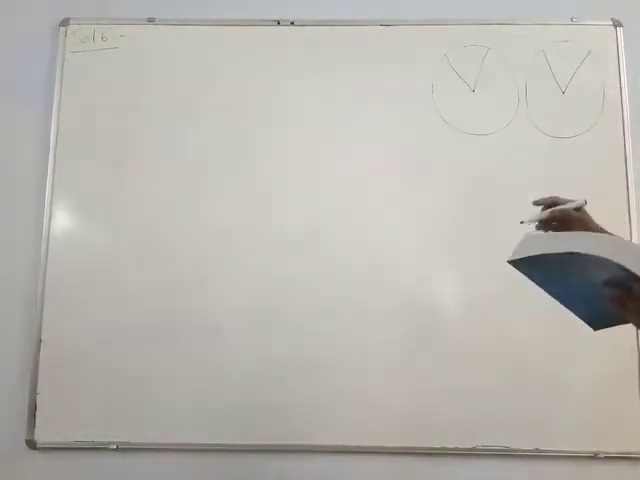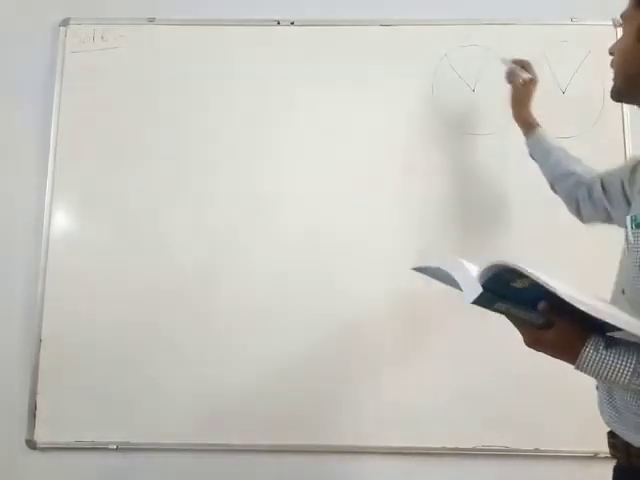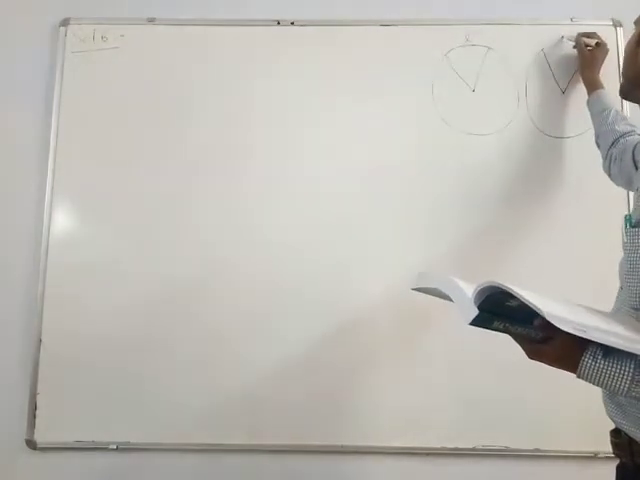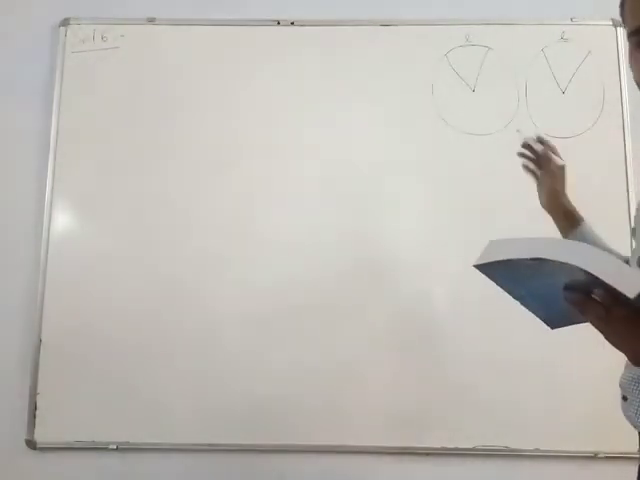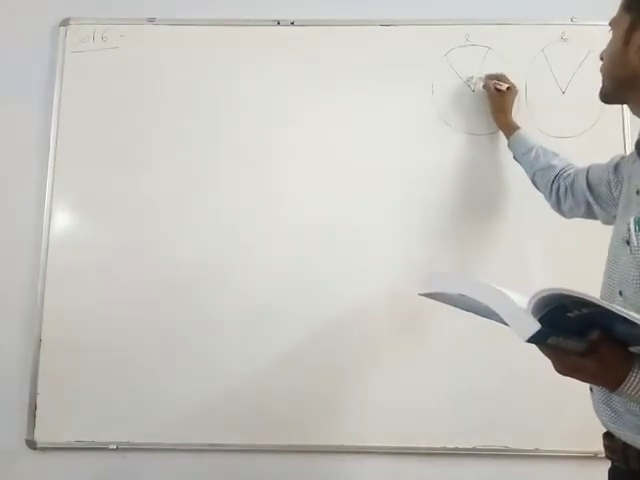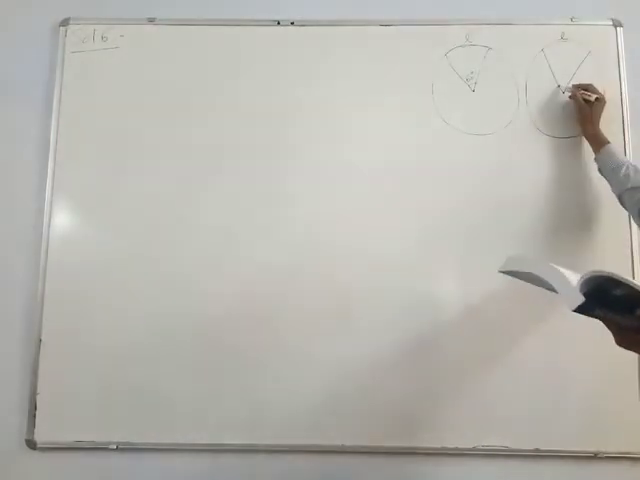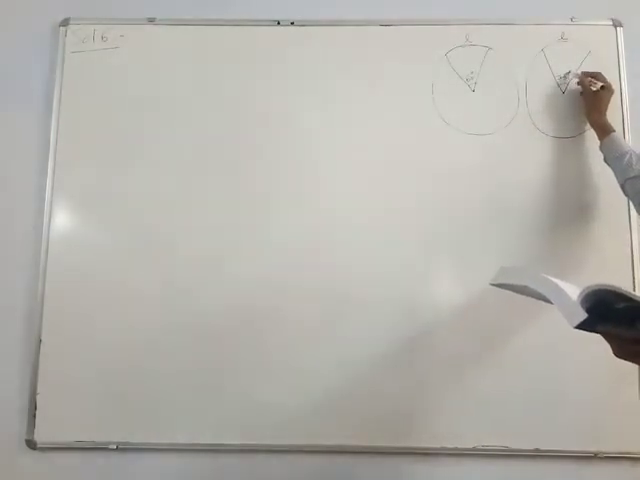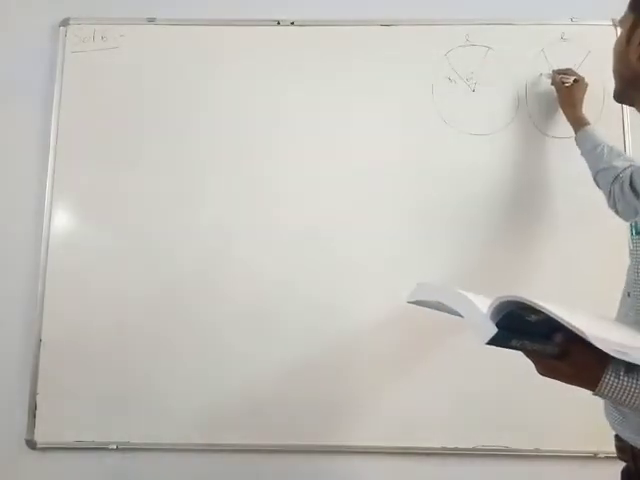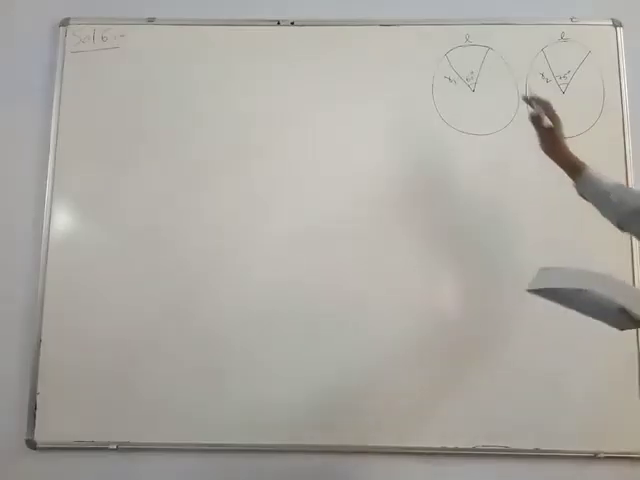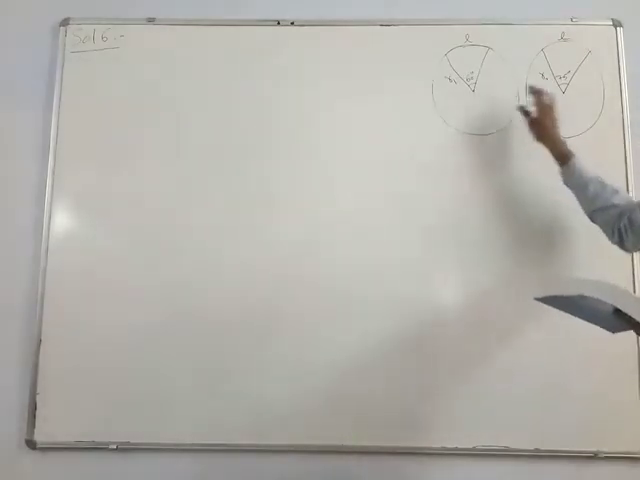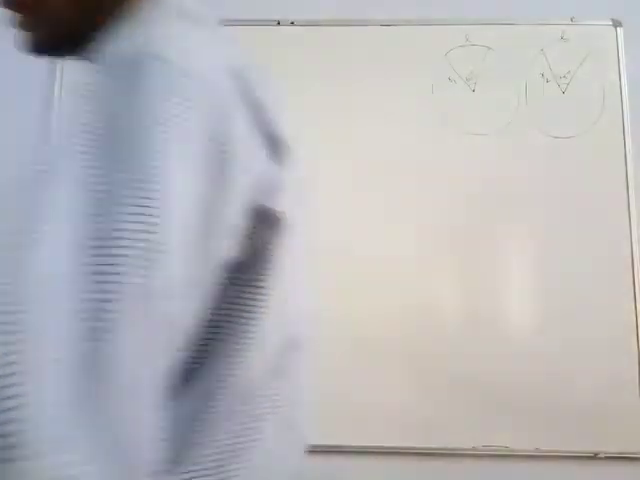Two circles are there, so the arc length is the same, L. This is always L, both are the same. In the question, the first angle is 60 degrees and the second is 75 degrees, and the radii are R1 and R2. You have to find the ratio of their radii, R1 and R2. Okay.